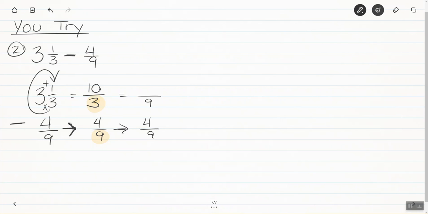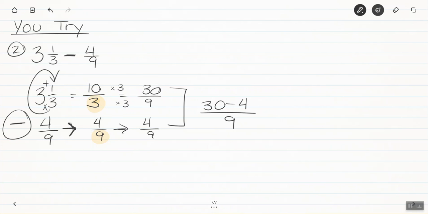Well, what times 3 gives you 9? Well, 3 times 3 gives me 9. Whatever I do at the bottom, I have to do to the top. 10 times 3 is 30. Remember, this one is subtraction. So I have 30 minus 4 over 9. Keep the denominator. You worked really hard for it. 30 minus 4 gives me 26.